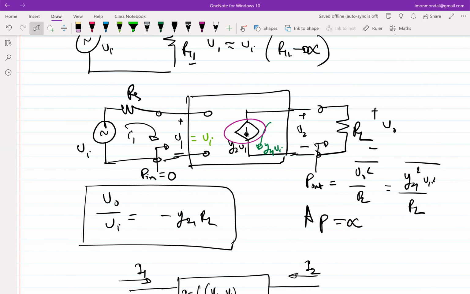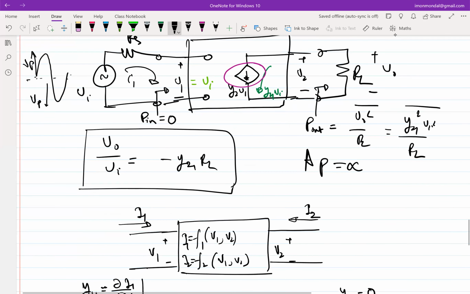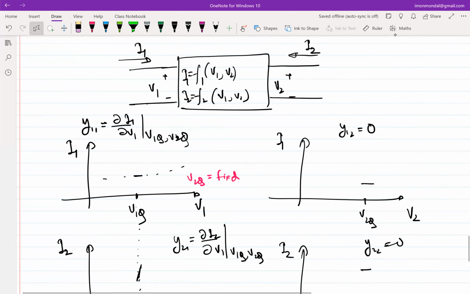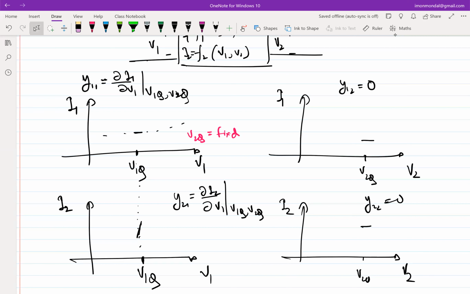if VI swings, if VI is, let's say, VP sine omega naught t, and this goes up by VP and down by VP, what can you comment on? Which plot should I concentrate on in order to figure out how the quiescent point can get affected at the input side?